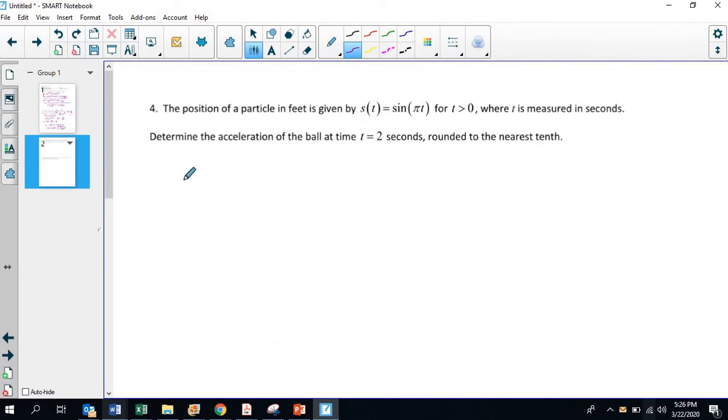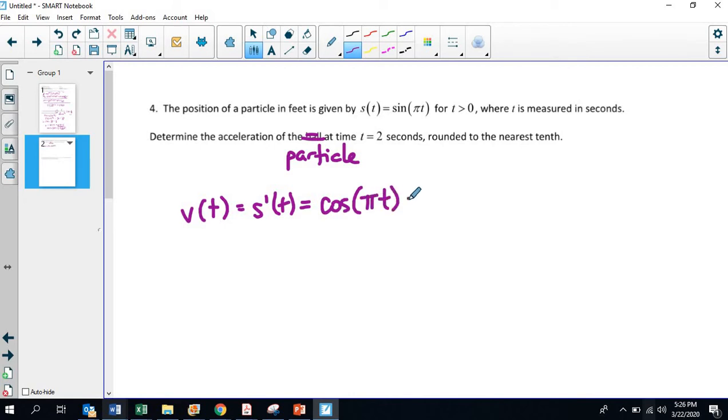Problem number 4 says find the acceleration of the ball at time t equal 2, and you're given that the particle is moving at sine. So I guess, to be fair, this should not say ball. I don't know where that came from, but it should say particle. Same idea. To find the acceleration, you first have to find the velocity, which is s prime. And so that derivative of sine is cosine of pi t, but we do need a pi when we take that derivative because of the chain rule.